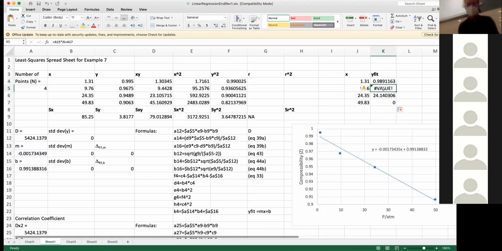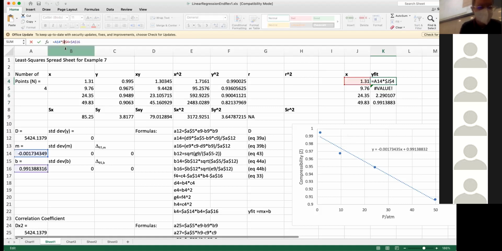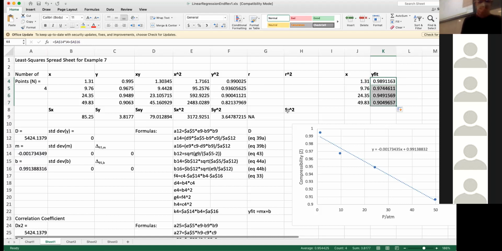Something's unhappy. Why is this unhappy? Okay, I need the dollar signs here. So I need the dollar signs on M and B. And maybe now it will work. Oh no, I did it wrong. Sorry. Should be this one, A14. That's M. Okay, now it's right. Okay, good. That looks reasonable.